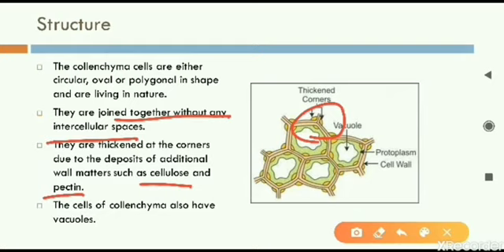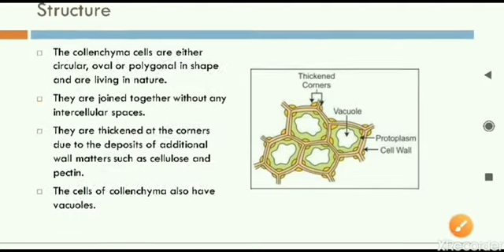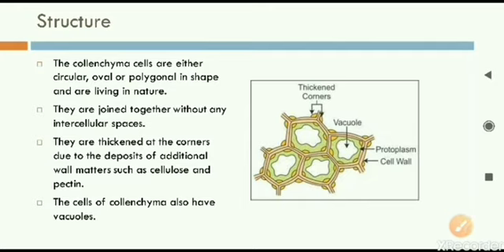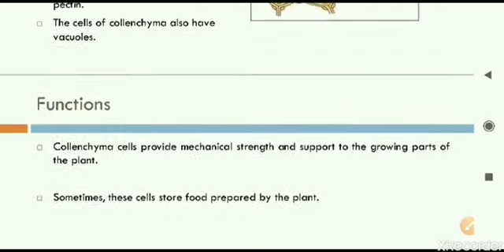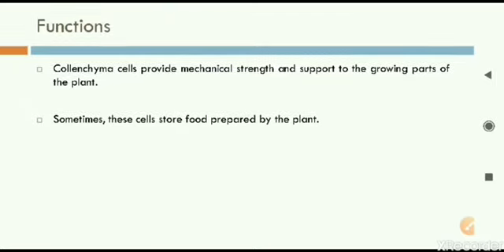Pectin is present in collenchyma cells, and the collenchyma cells, just like parenchyma, also have vacuoles. You can see in the diagram as well. So the main difference between these two is in regard to the structure. Parenchyma and collenchyma, the difference is regarding the intercellular space. Parenchyma have intercellular space, collenchyma do not have that intercellular space. Another thing, collenchyma have pectin in them. The function we'll see now.